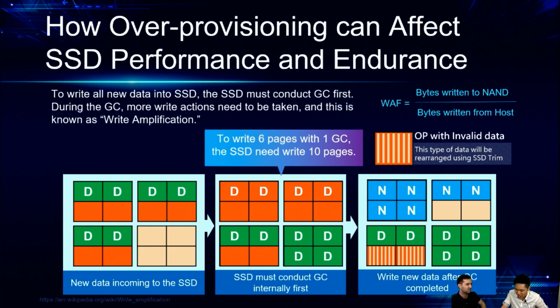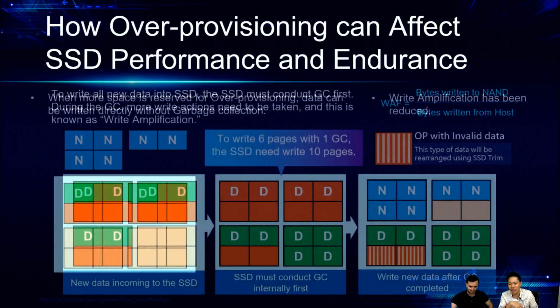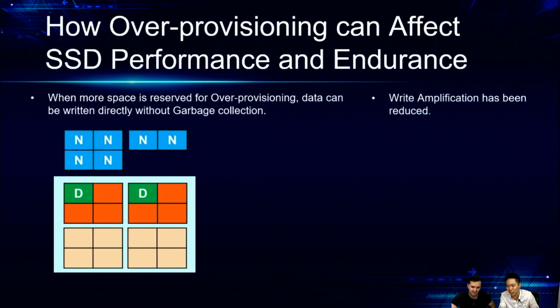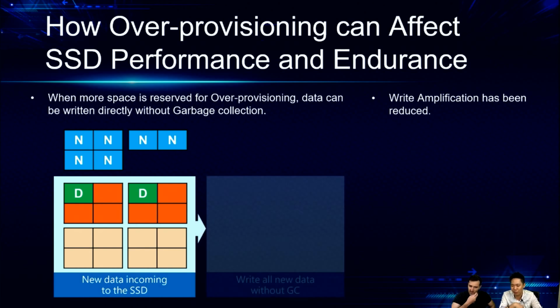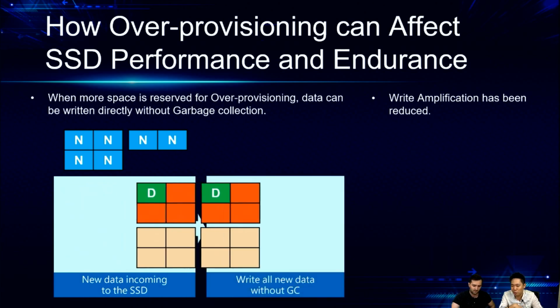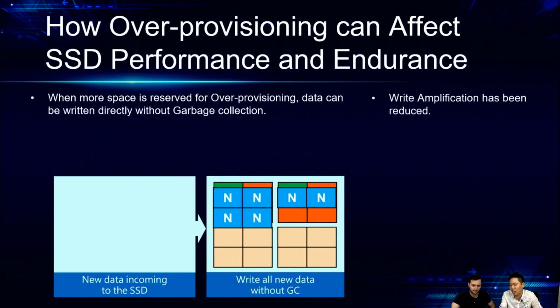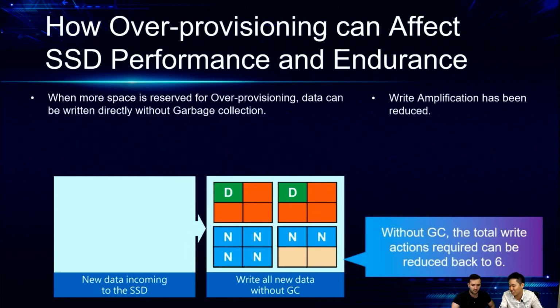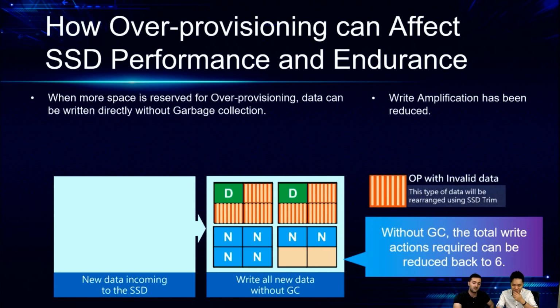So with more OP, let's see how over-provisioning works if I reserve more space. This is just a very simple example. When you have reserved more space, of course it can only store this much original data, but the data can be written directly. This is the scenario when you are using more over-provisioning space. And of course the SSD, sooner or later, needs to do SSD TRIM, which is something like automatic garbage collection.